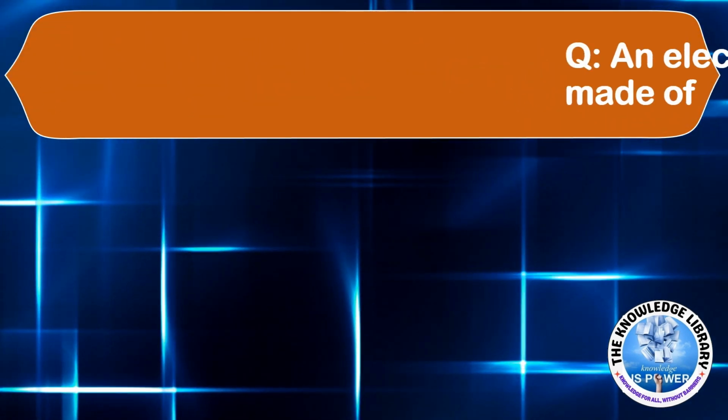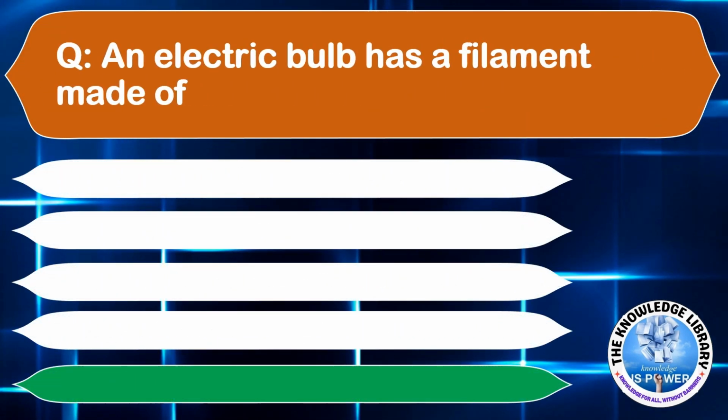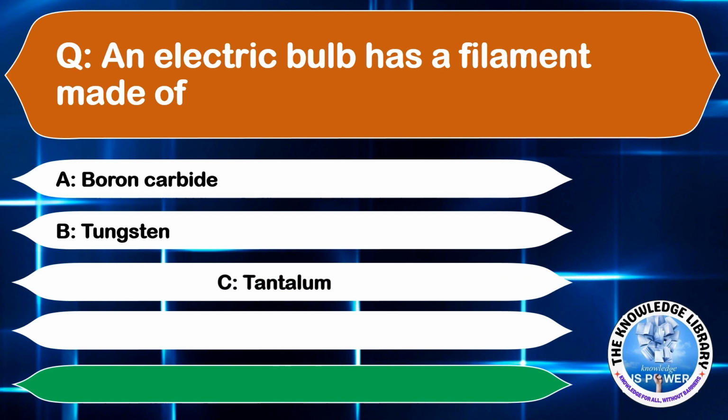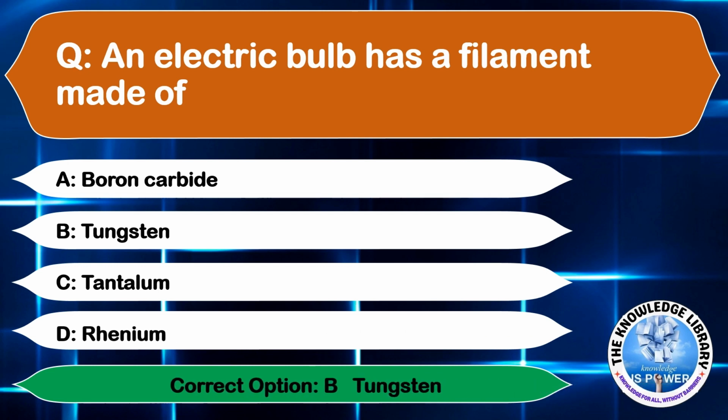The next question is, an electric bulb has a filament made up of A. Boron carbide. B. Tungsten. C. Tantalum. Or D. Rhenium. The correct answer is option B, tungsten.